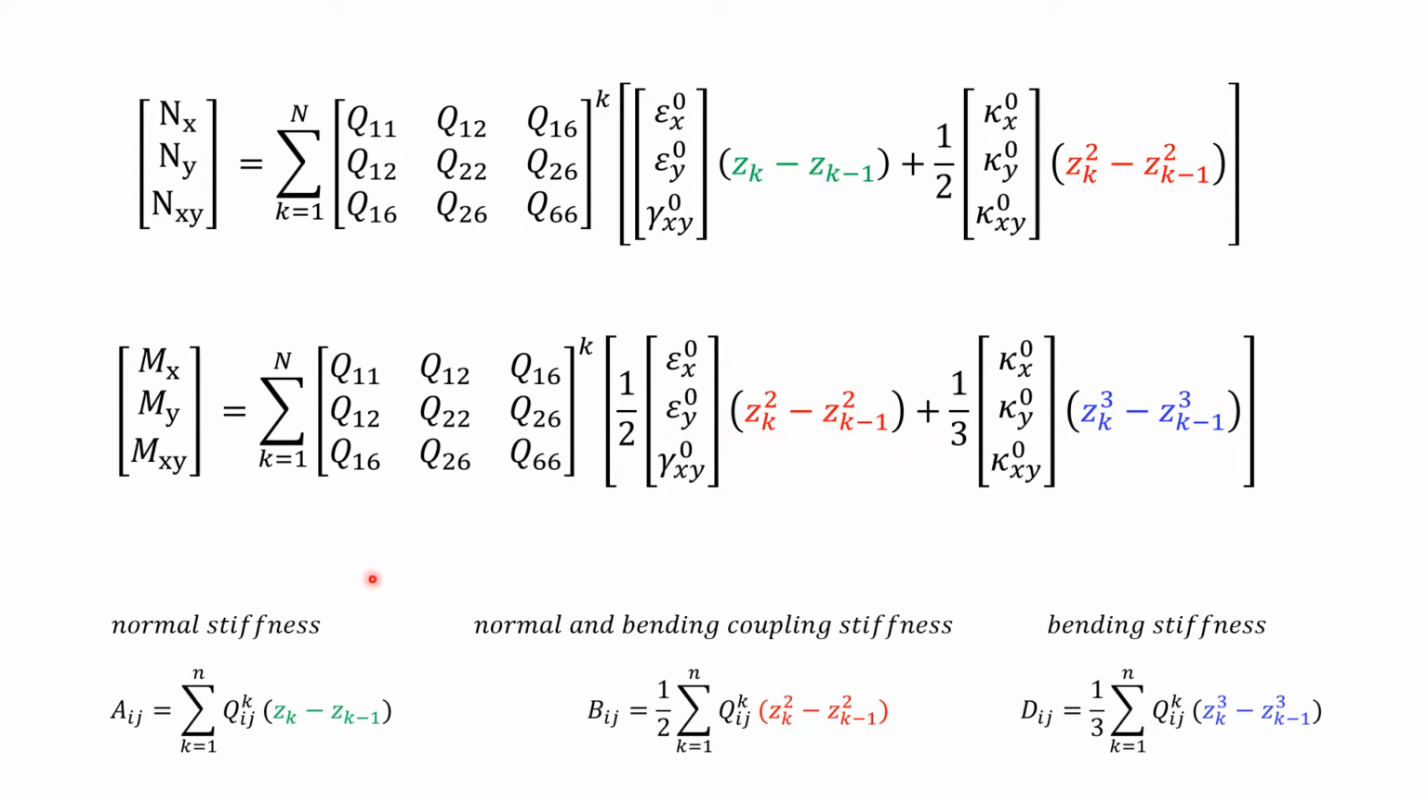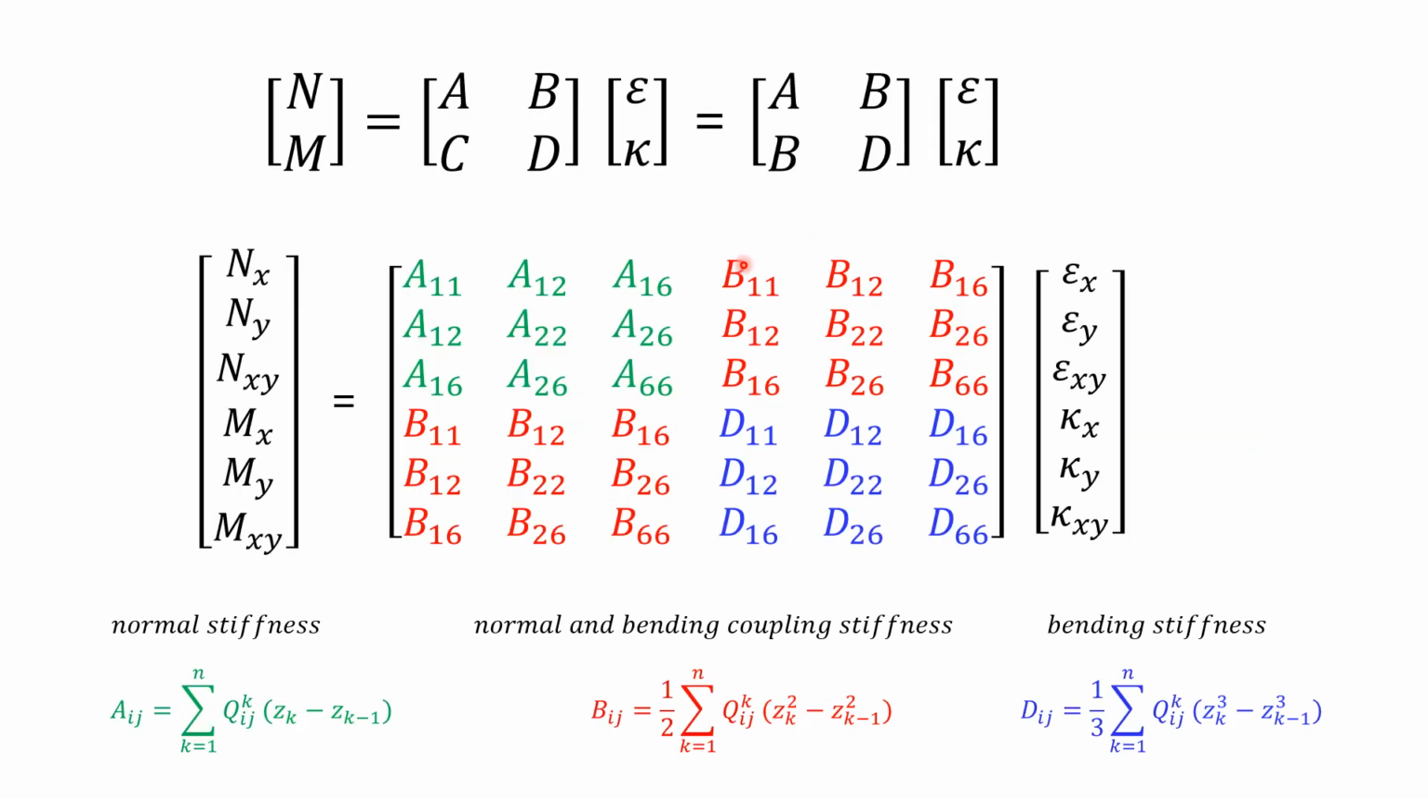Introducing the normal stiffness matrix A here, coupling stiffness matrix B here, and the bending matrix D here, we can simplify the matrix equation as shown in the next slide. Here we have the familiar equations you can see in many books related to composite materials.